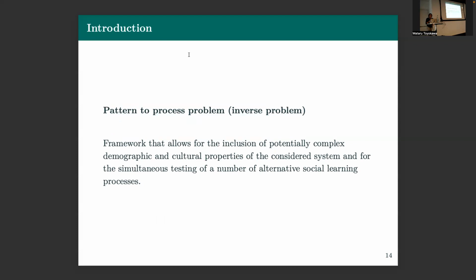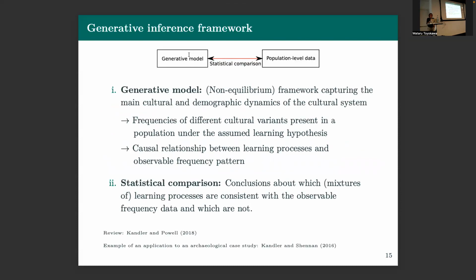So we want to have a framework that allows for the inclusion of potentially complex demographic and cultural properties, but also for the simultaneous testing of a number of alternative social learning processes to account precisely for this problem of equifinality. And one of those frameworks that could do the job is a so-called generative inference framework. This has been developed in population genetics, and they had quite some success particularly with reconstructing human history with this kind of framework from the data they are having.